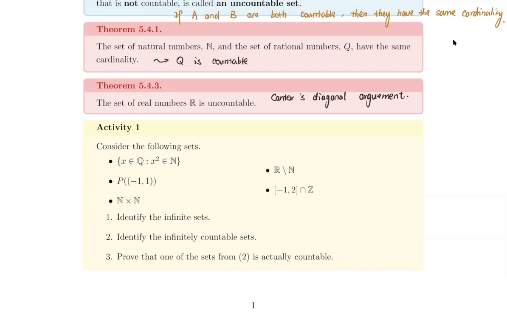Anyway, let's look at the first activity. Consider the following sets. So we have those 5 sets. The first one asks you to identify the infinite sets. So let's give them a number. Let's say this is A. Let's just say this is 1, 2, 3, 4, 5. Which of the following are infinite sets?